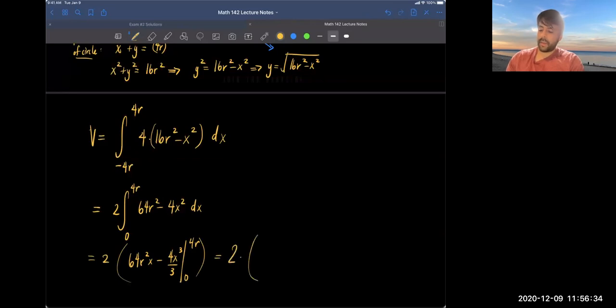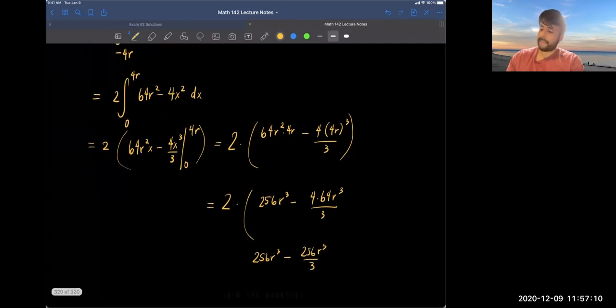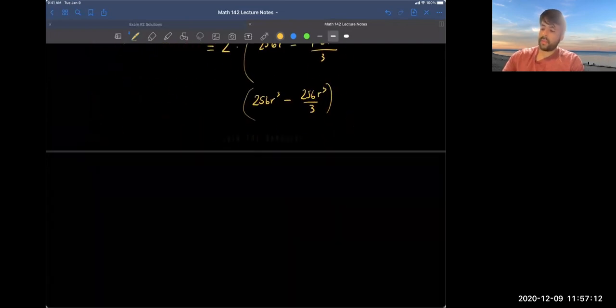This is 2 times 64r squared times 4r minus 4 times 4r cubed over 3. This is 2 times 64 times 4 is 256 r cubed minus 4 times 64 r cubed over 3. So this is 256 r cubed minus 256 r cubed over 3. And this is multiplied by 2.